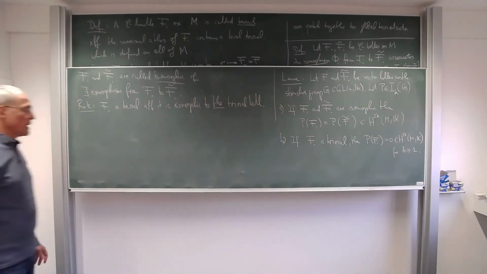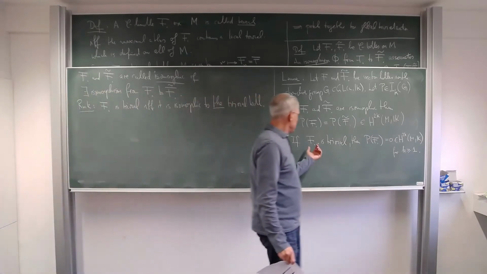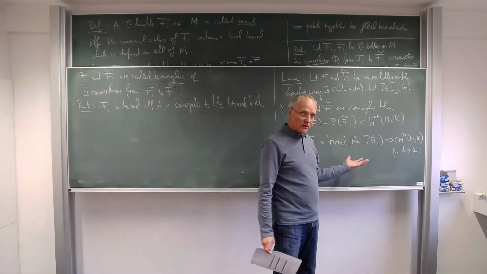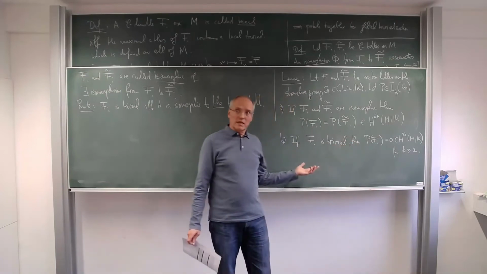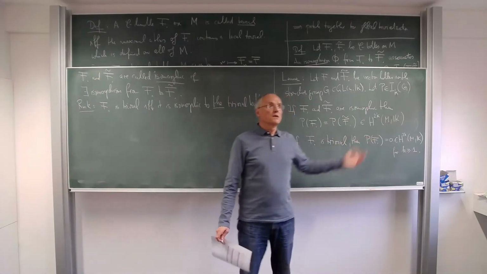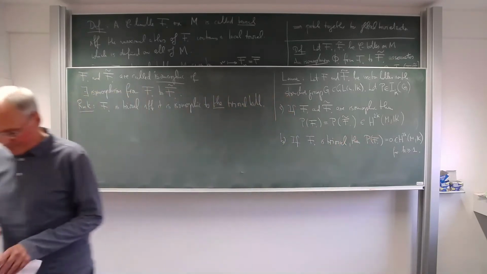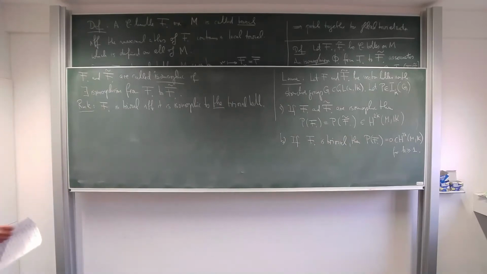So that's also a way to make sure that a certain bundle is not trivial, by finding a characteristic class which does not vanish for some k at least one. Okay, so proof.